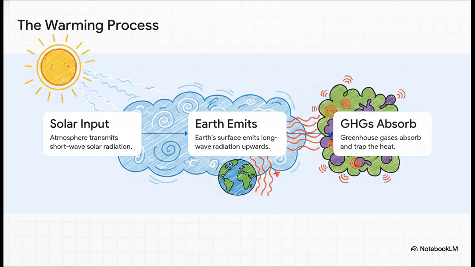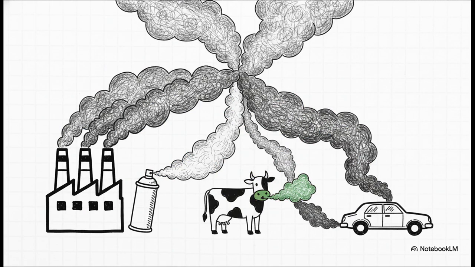Instead of just escaping into the void of space, this long-wave radiation smacks into greenhouse gases. They absorb it, trap the heat, and basically turn our atmosphere into a giant thermal blanket. So who are the culprits here? The primary greenhouse gases we're concerned with today are carbon dioxide, chlorofluorocarbons or CFCs, methane, nitrous oxide, and ozone.